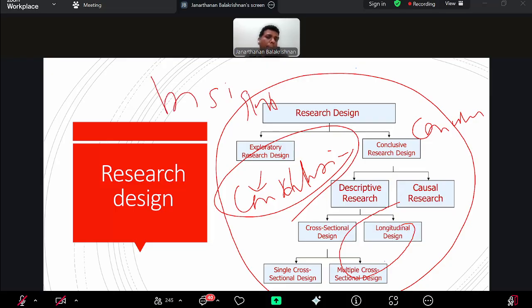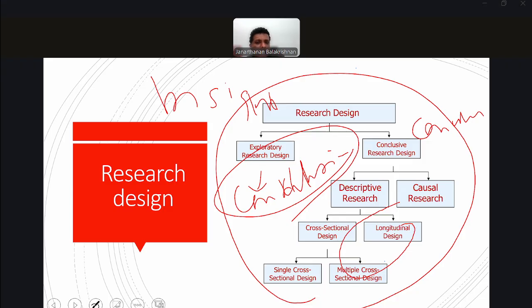Still, there are many papers that make that mistake. They do an exploratory study and write something called conclusion. No, a conclusion cannot be written in an exploratory study. You can write only insight, or you can write proposition or understanding or reflections. You cannot write a conclusion on exploratory research design, because exploratory designs usually give a path to other research designs.